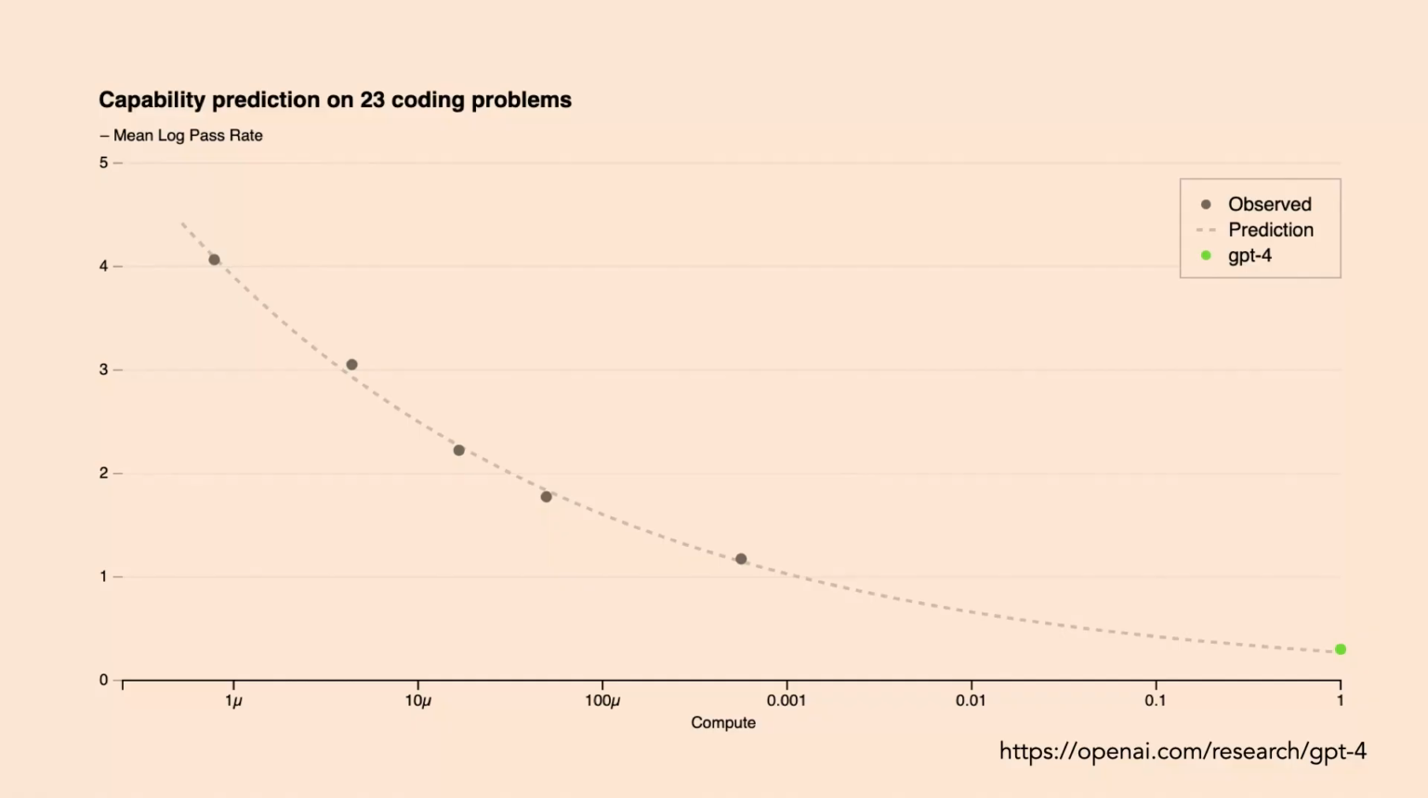Okay. So this was capability on 23 coding problems, and again, you have this nice curve. And what I'll tell you is that these curves turn out to be power laws with respect to the underlying resource.